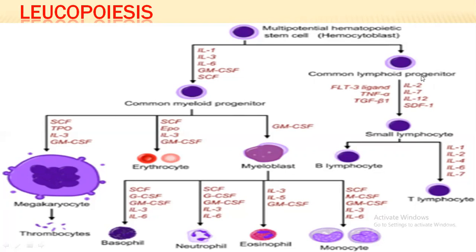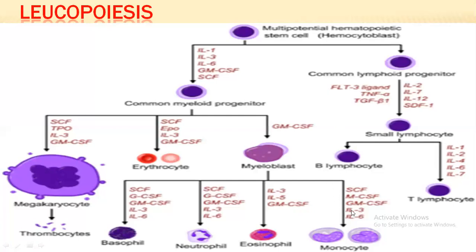The common lymphoid progenitor cell, under the influence of these factors, FLT3 ligand, tumor necrosis factor alpha, TGF, interleukin 2, 7, 12, and stroma-derived factor 1, will differentiate into small lymphocytes, and the small lymphocyte can differentiate into B lymphocytes or T lymphocytes. The T lymphocytes are the ones that require a lot of interleukins. So with the presence of interleukin 1, interleukin 2, interleukin 4, interleukin 6, and interleukin 7, it will differentiate into T lymphocytes. So you have the B lymphocytes and the T lymphocytes.